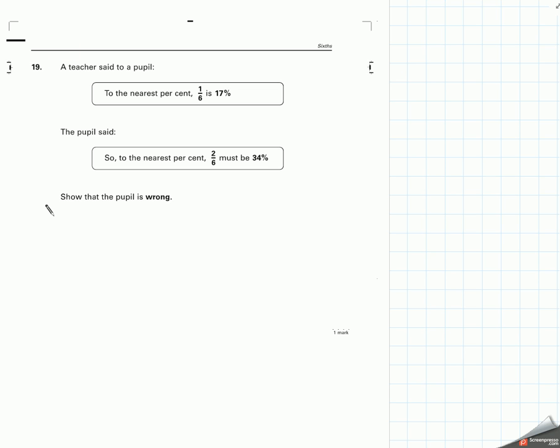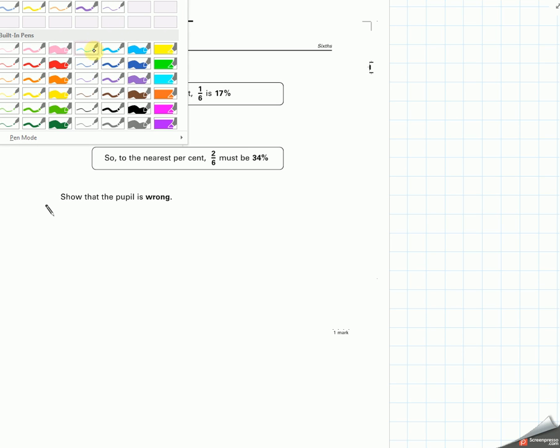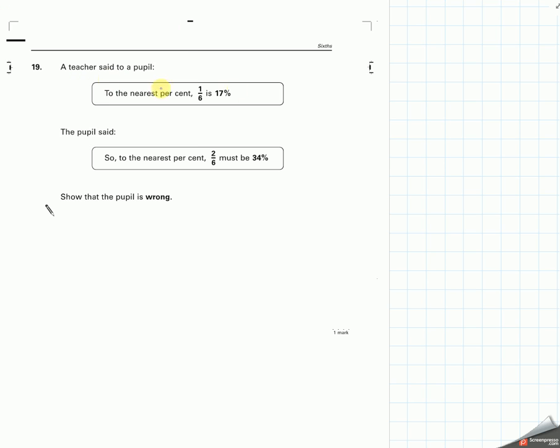The simplest way to do this is to do the conversion that they're talking about yourself. So we need to turn 2/6 into a percentage. We want 2/6 as a percentage, which is out of 100. Rearrange this, and the percentage would be 200 divided by 6.